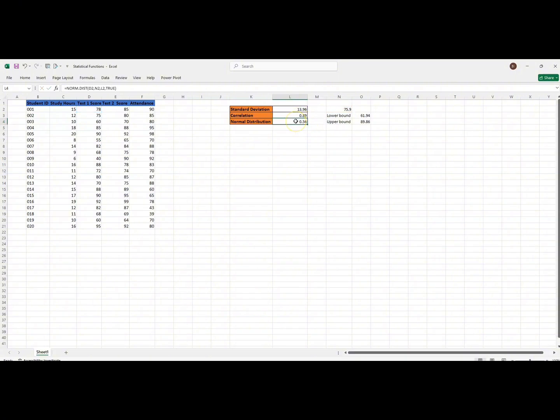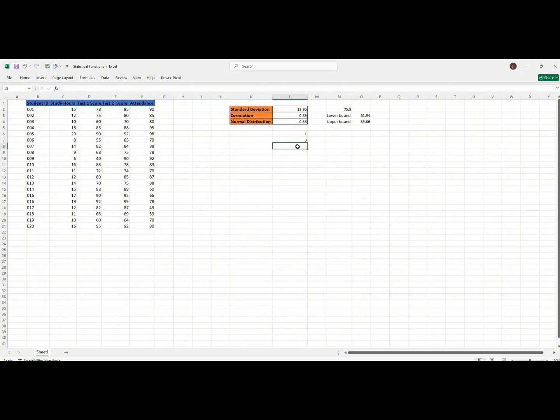So I have 0.56. One thing you should know about normal distribution: if the result is 1 or any value close to 1, it means that the score is high compared to the rest of the scores. So if it had returned 0.6, 0.7, 0.8, 0.9, it means that score is higher than the rest of the scores. But if it returns 0, it means that the score is very low compared to the rest of the data.